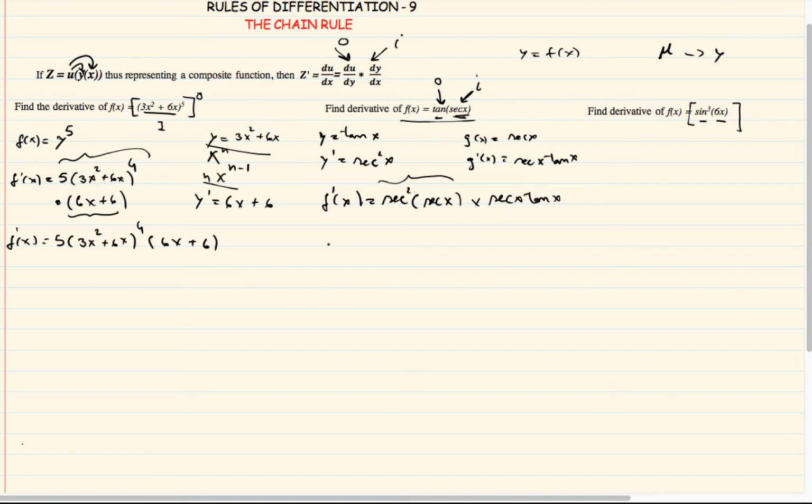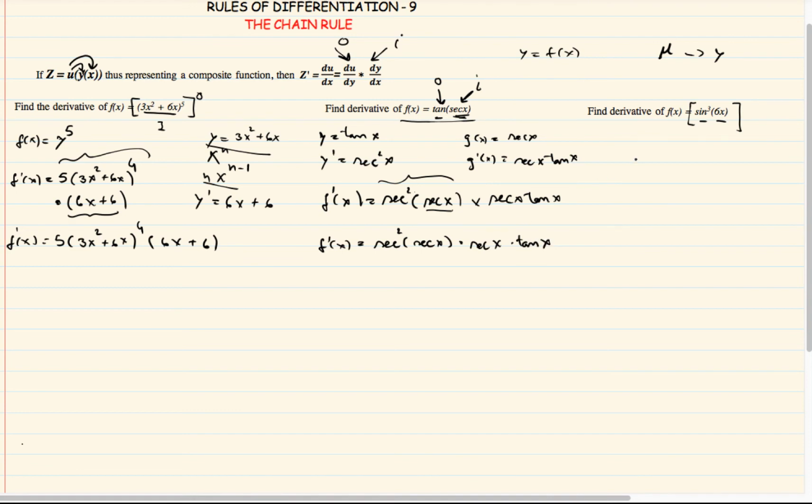So in short, what has happened is that f dash of x was equal to the derivative of tan of sec of x. So we kept the argument, which was sec of x, and then we found the derivative of the outer function, which was tangent of x, and it gave us sec square of that argument that we did not touch, multiplied by the derivative of the argument, which is sec of x into tan of x.